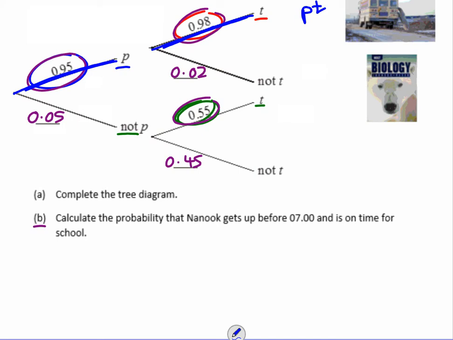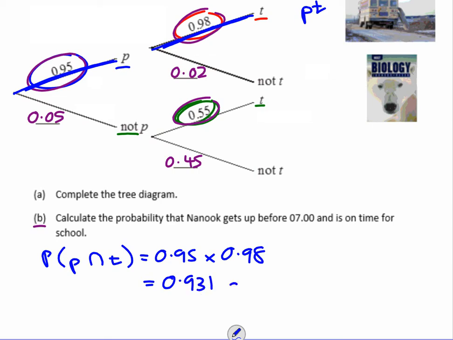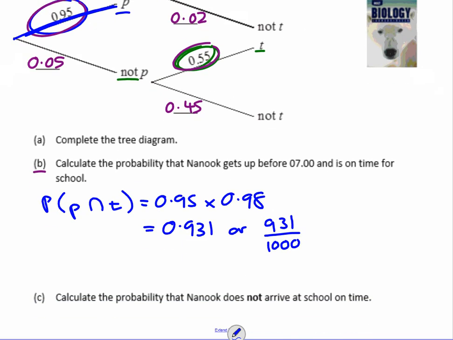So we want to know the probability of P and T, which equals 0.95 multiplied by 0.98. So throw that into your calculator and you get 0.931, or 931 over 1,000 if you're to write it as a fraction. Again, it's up to you if you want to write it as a decimal or a fraction.